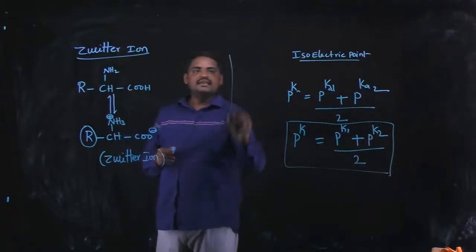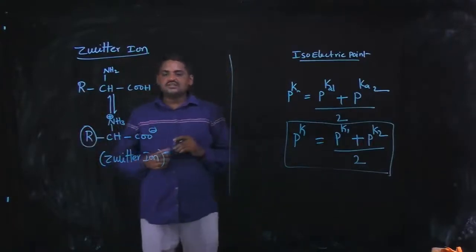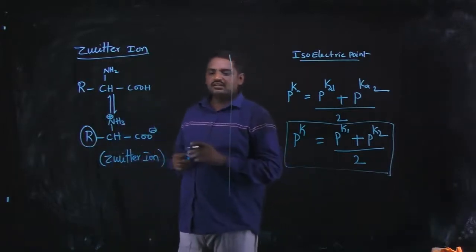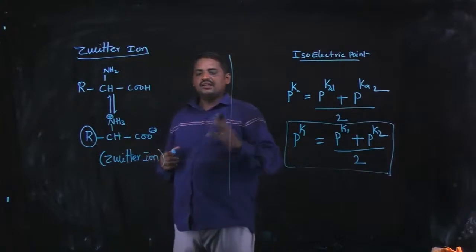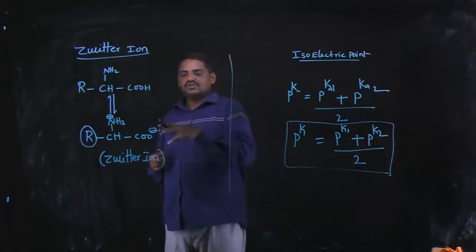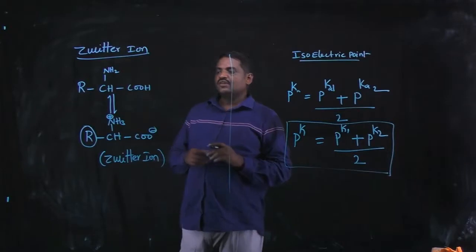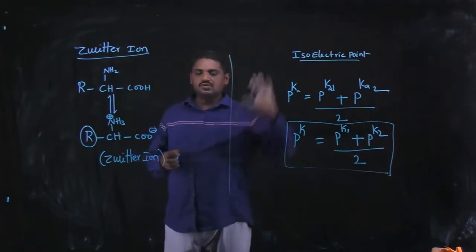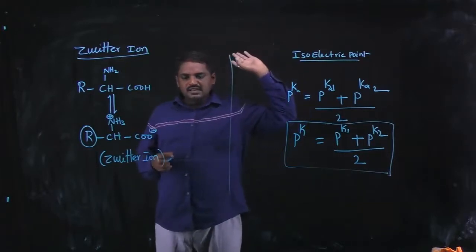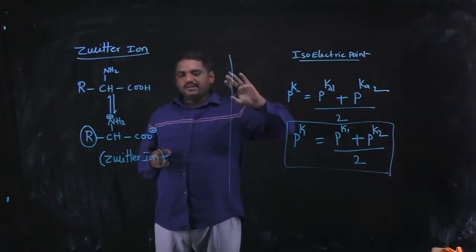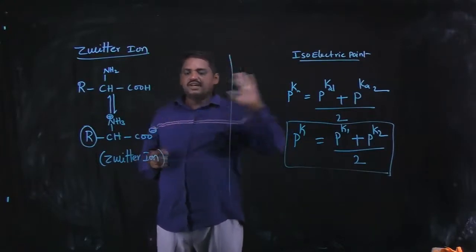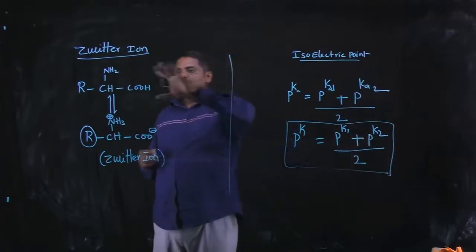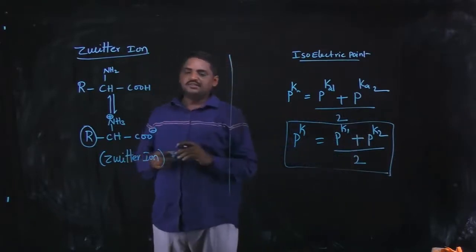Now, once again, repeating these two definitions, Zwitter ion and isoelectric point. A Zwitter ion is an ion containing both charges, a positive charged ion and a negative charged ion. For example, this is the general formula for amino acids. There are 20 amino acids in total. For the human body, 10 amino acids are essential amino acids and the other 10 are non-essential amino acids. This is the general formula for amino acid.